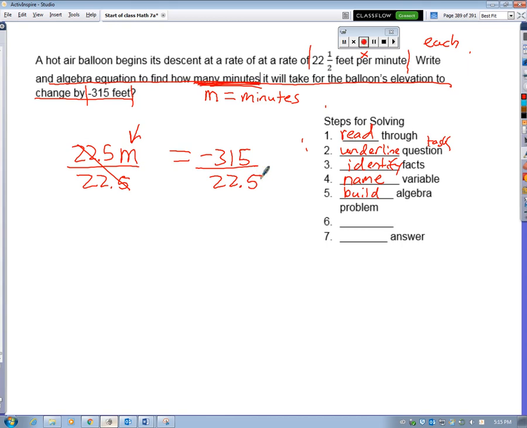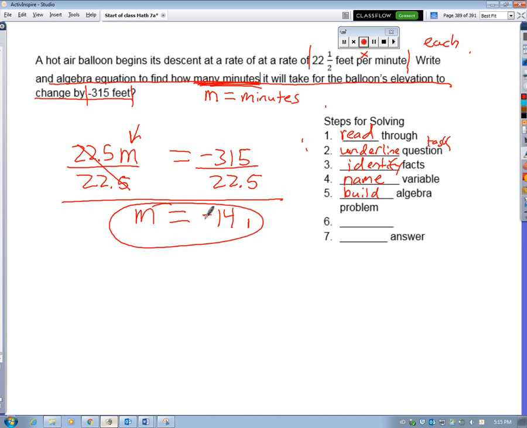Alright. And let's drop down, let's get this line across here so we can clean this up. Bring down our m, bring down our equal sign, and when we divide that out, that comes out with negative 14 minutes. Okay, that's how long it took. Alright, now we don't have to include the negative 14.